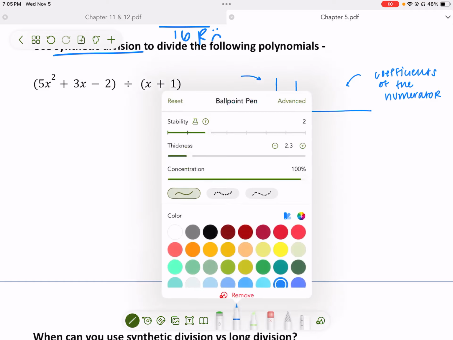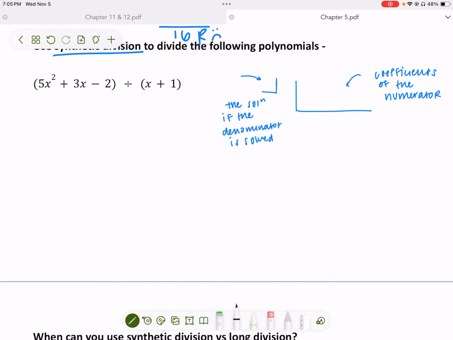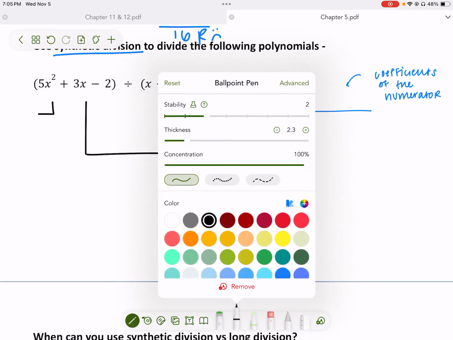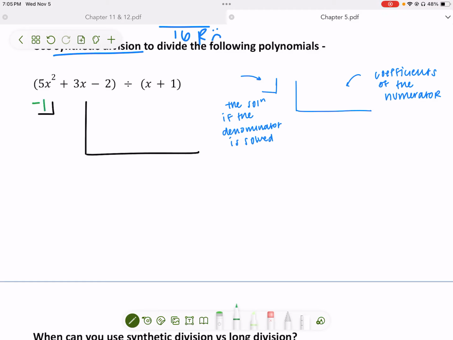Okay. I'm actually going to make this a little bit smaller and move it out of the way. That way I actually have room for my actual problem that I'm going to do. So here would be -1, because if we set this equal to 0 and we solve, we get -1. And in here we get 5, 3, and -2, which are your coefficients. Okay, the sign goes with it.